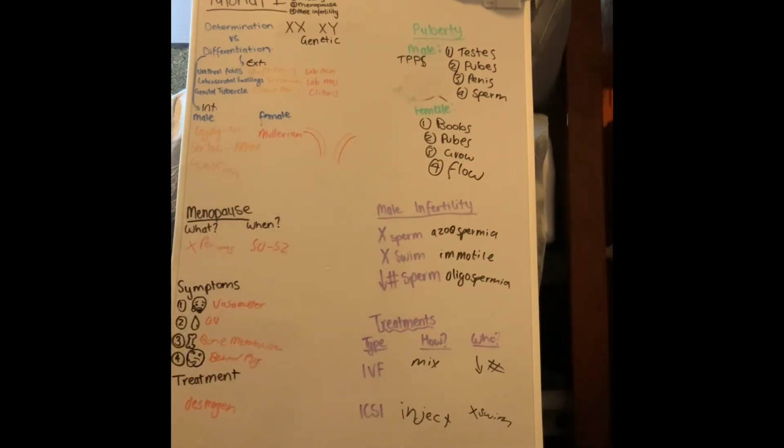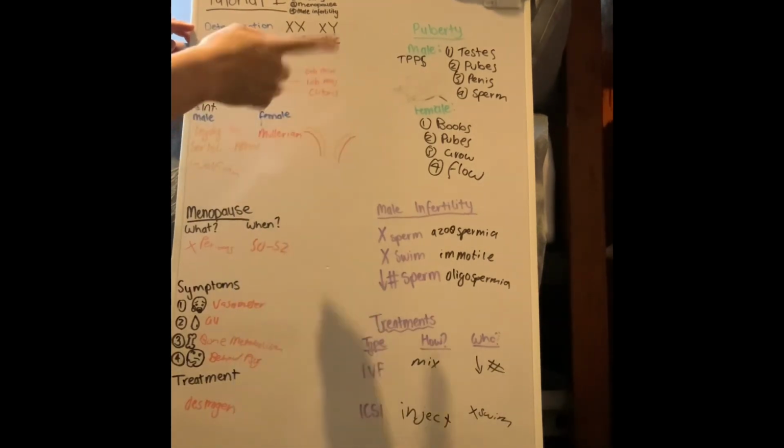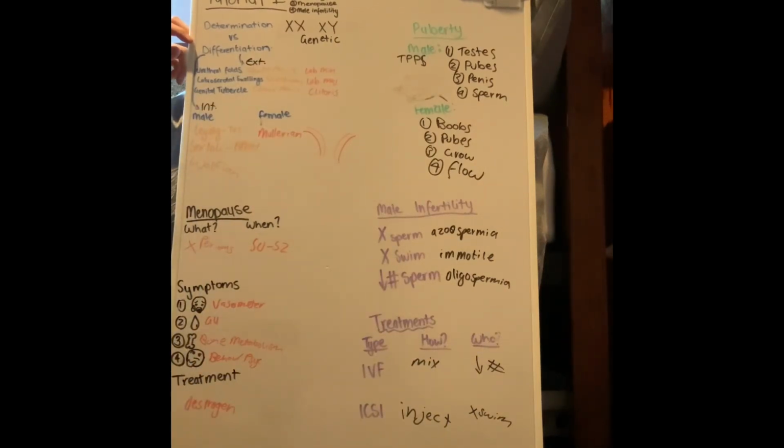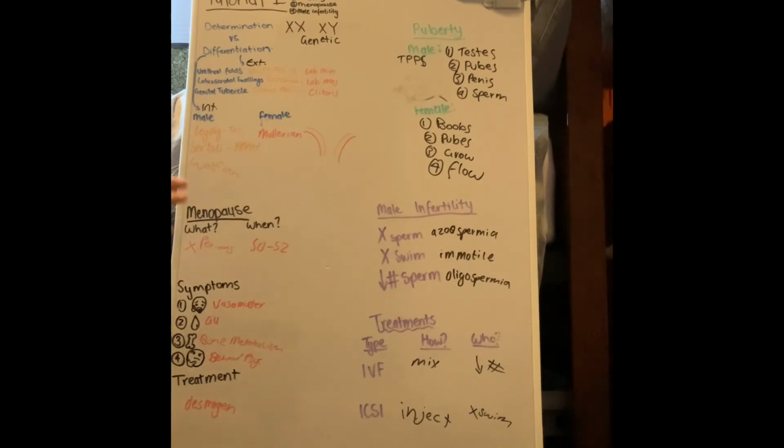As a recap of everything, determination is when there is a genetic commitment to either male or female, and differentiation is when there is a change in the internal and external genitalia. With puberty, for males the order is testes, pubes, penis, sperm. For females, it's boobs, pubes, grow, flow. Menopause is the cessation of periods, with 4 main symptoms and 1 main treatment. Male infertility has 3 main types, azoospermia, immotile sperm, and oligospermia, and 2 main treatments, IVF and ICSI. In the next tutorial, I'll be going over the hormones that regulate these processes.